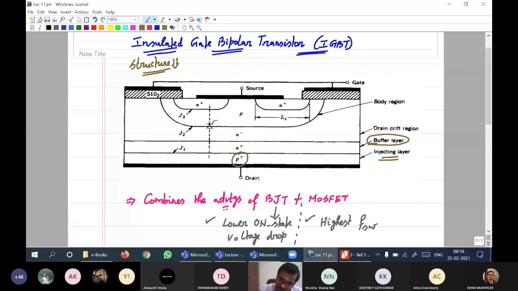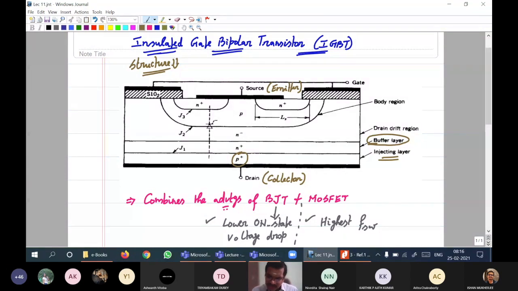Now, terminal wise, there are a few textbooks which name the terminals as collector and emitter. So the drain is equivalent to a collector, whereas the source is termed an emitter. Again, the jury is still out. If somebody wants you to name the terminals, people use gate, emitter, collector, or they use gate, drain, source, similar to a MOSFET. Both things are acceptable. That's how people understand.